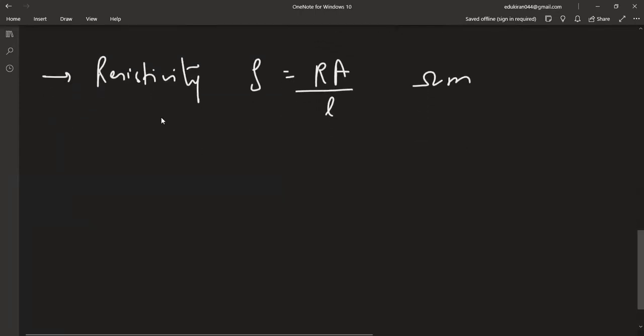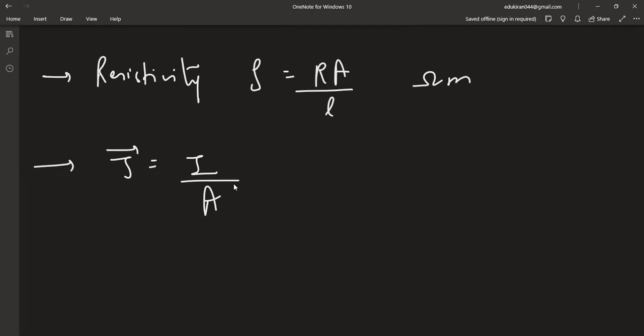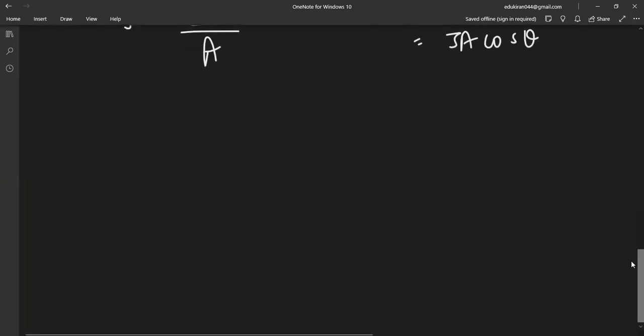Then we have the concept of current density. Current density is represented by the unit vector J. Current density is basically amount of current per unit area. We have also one more formula for current, that is J dot A, or you can write it as JA cos theta. Clear? Then if you remember, four terms we discussed: conductivity, conductance, mobility. Remember, we have seen these terms.